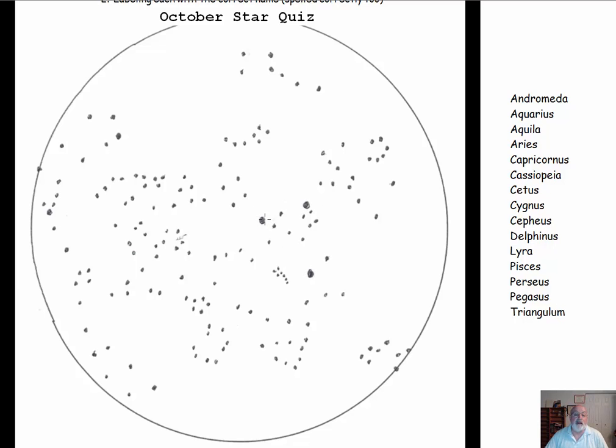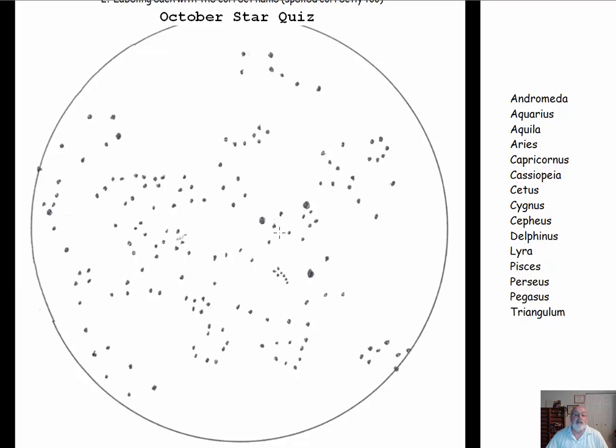asterisms. This is not a constellation, but people call this the Summer Triangle. It's made of Deneb in the constellation Cygnus, and it's made up of a couple other stars. This star over here is called Vega in Lyra, and this one is Altair, in the constellation Aquila the Eagle.